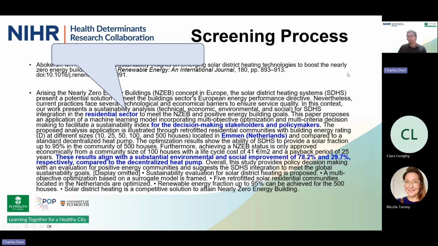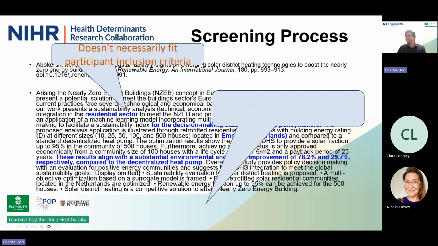One is that it relates to the residential sector, so it's not about the commercial sector, which would potentially have excluded it. It doesn't necessarily fit the participant inclusion criteria though, because it's not necessarily aimed at residences where there are people on low incomes or with health conditions.